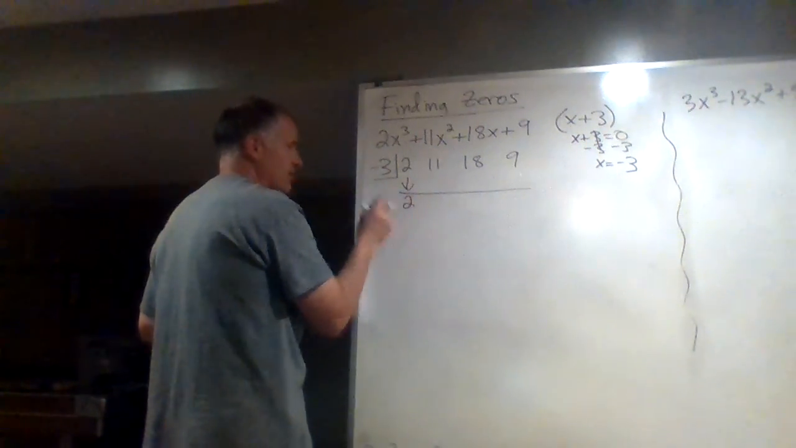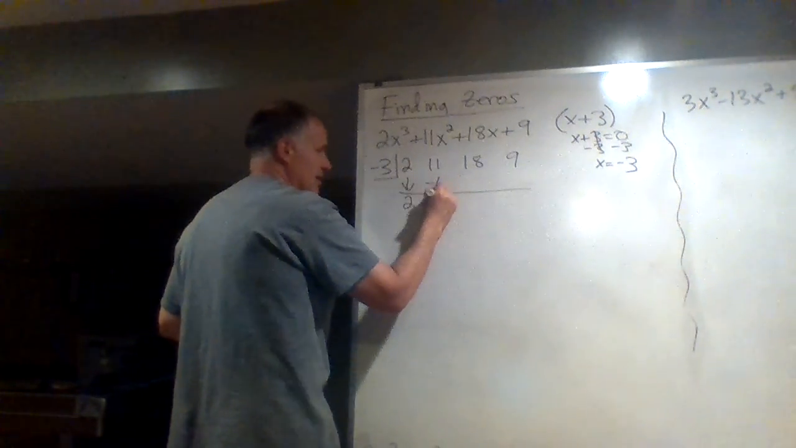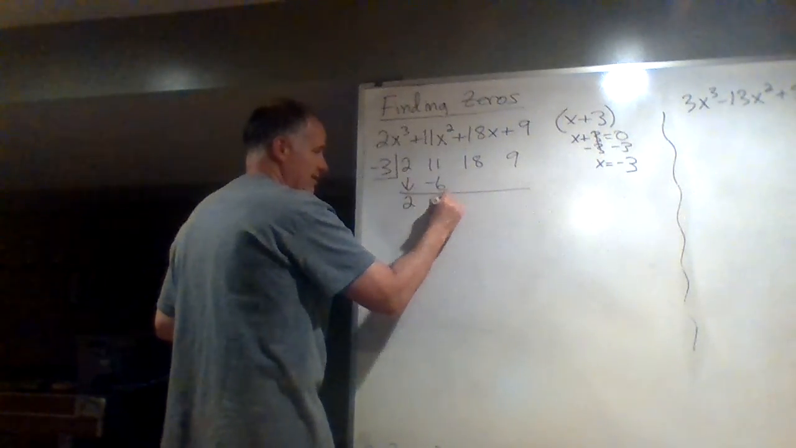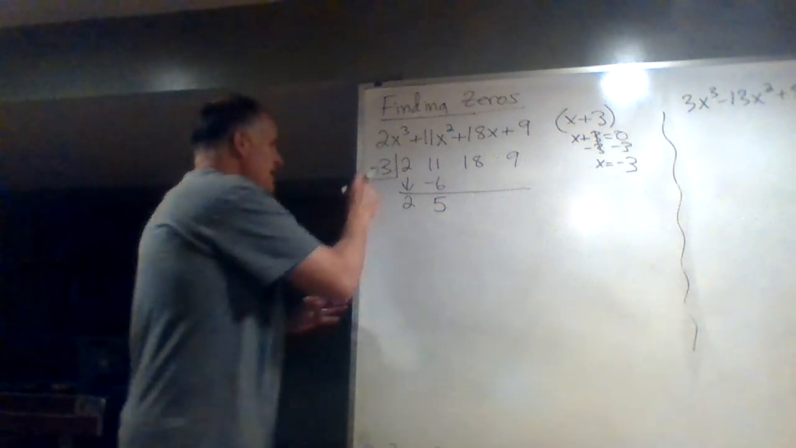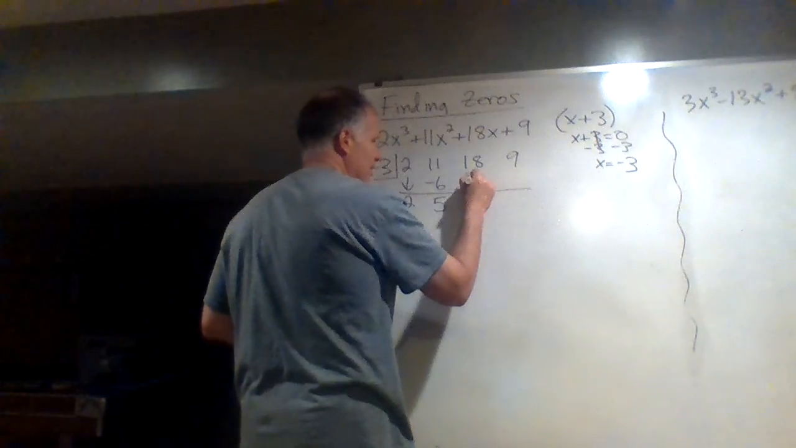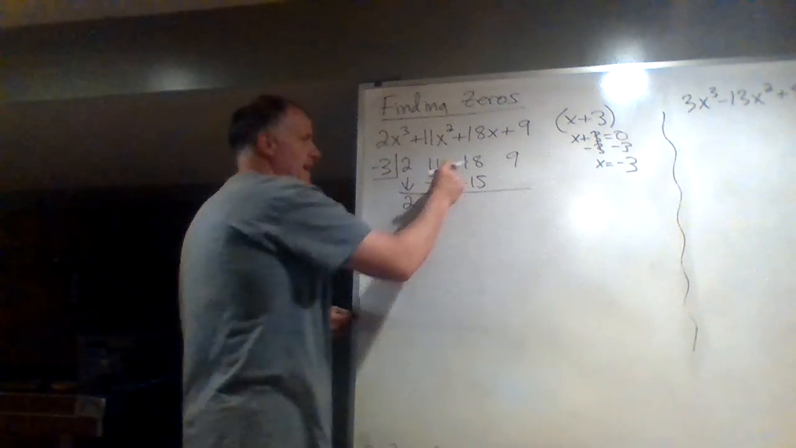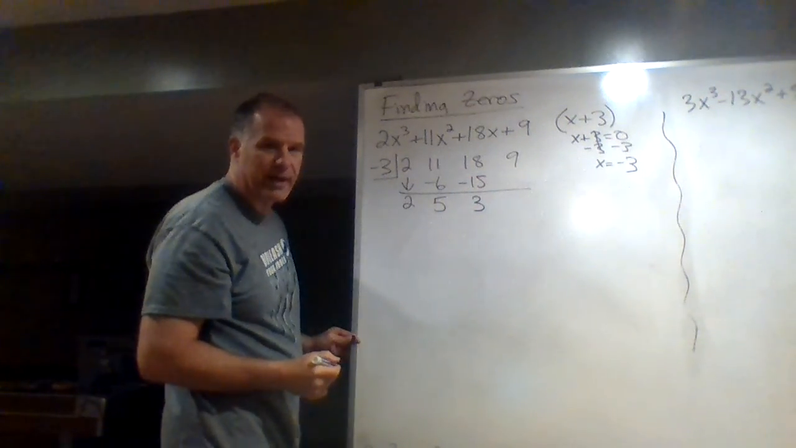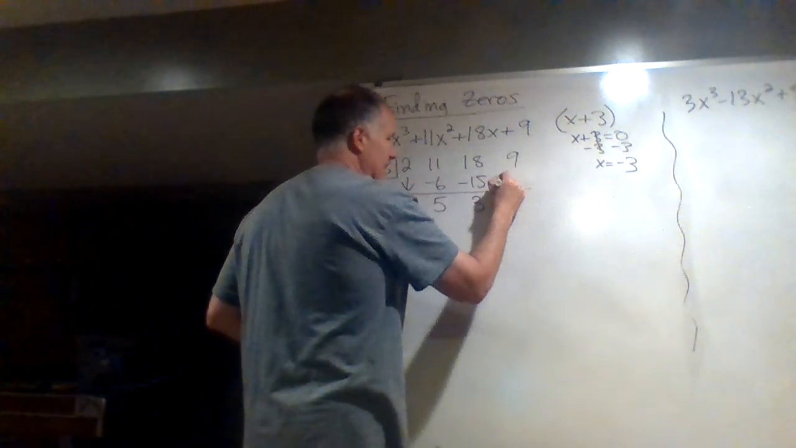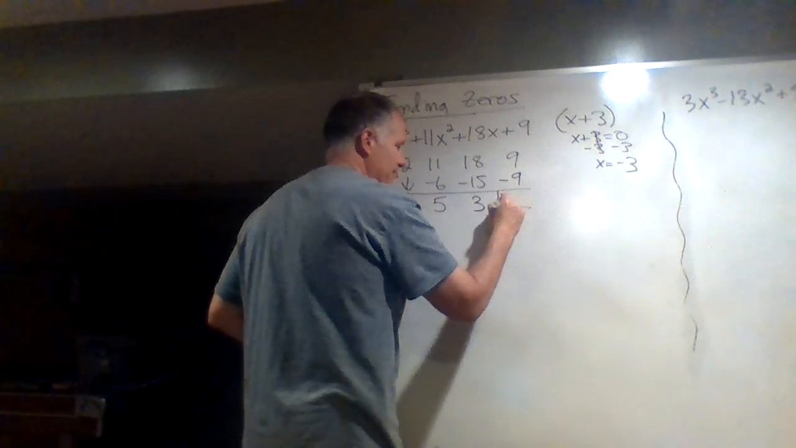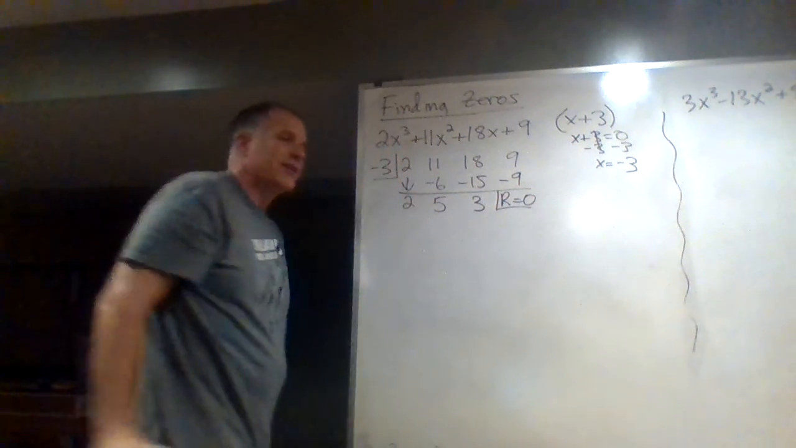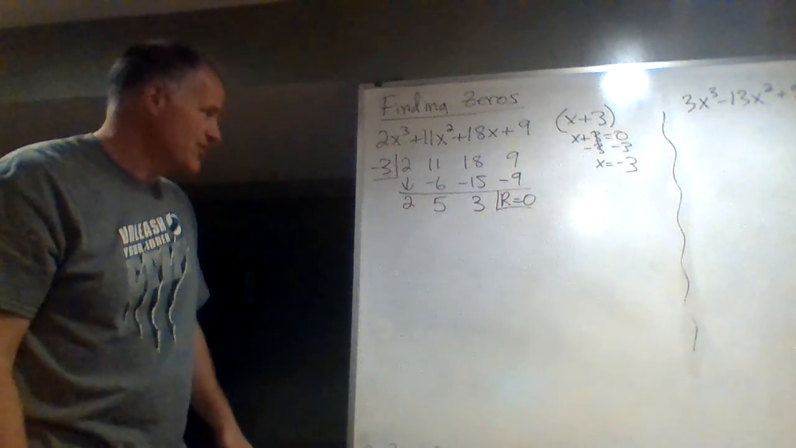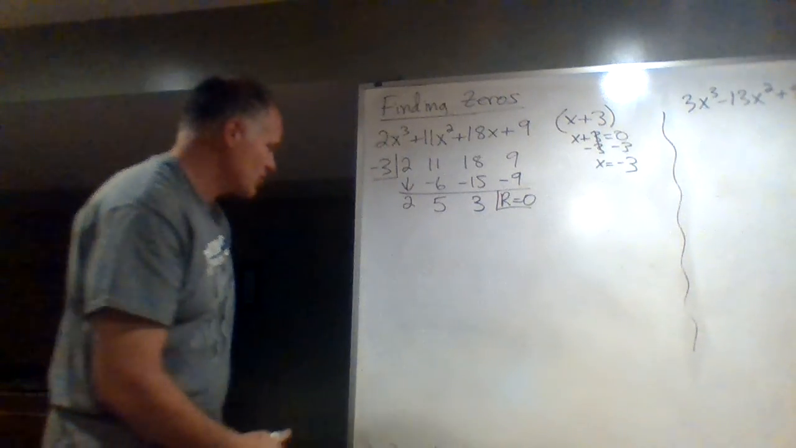Okay, a 2 comes down, -3 times 2, -6, 11 minus 6, 5, -3 times 5, -15, 18 minus 15, 3, right? -3 times 3, -9, boom, there we go. There's our remainder 0. So again, if you're not getting remainder 0, go back, look at your steps, look at your signs, and watch what you have here.